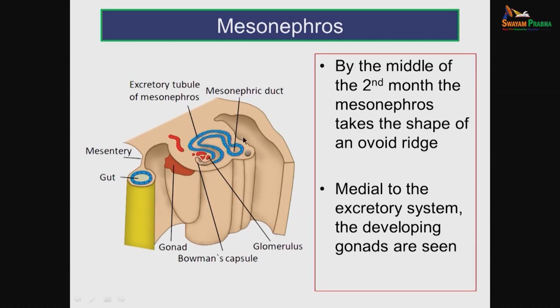So, this mesonephros, by the middle of the second month, takes the shape of an ovoid ridge. This is a section. As we have told you, this is the dorsal mesentery. Lateral to it, you can see the development of mesonephros. This is in the posterior abdominal wall of the embryo. Medially, gonads are developing. This will be dealt with in the next class.